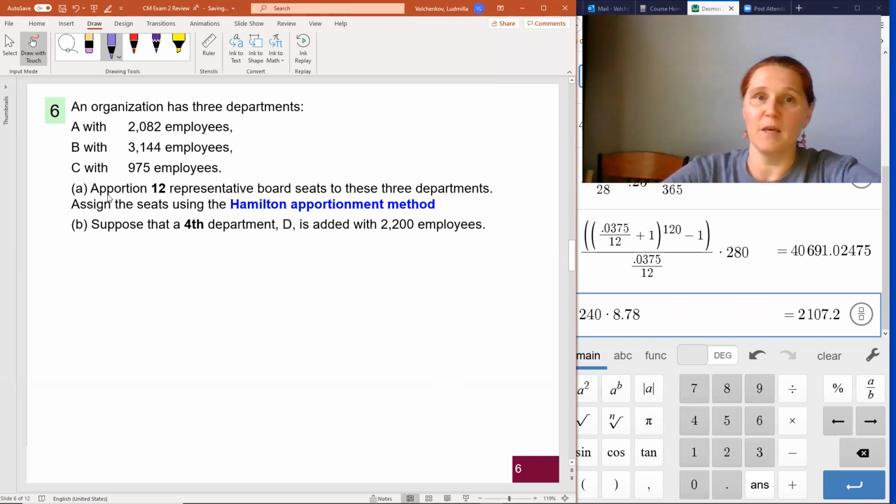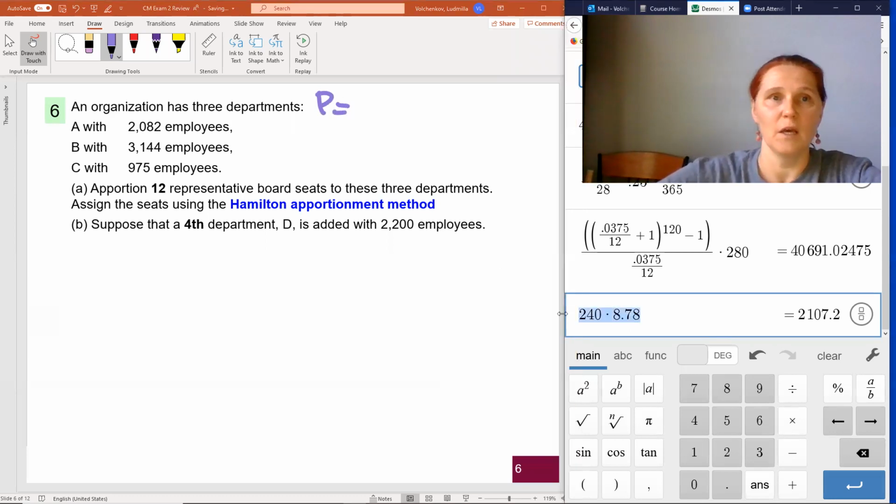Use Hamilton apportionment method. You have 2 ways to use this method. First, you can use it how we learned in chapter 10.1: find the percentage of employees in every department multiplied by the number of seats to apportion. But we can do it a little bit quicker by finding the standard divisor. First, we need to find the total population. So we add all employees in all departments.